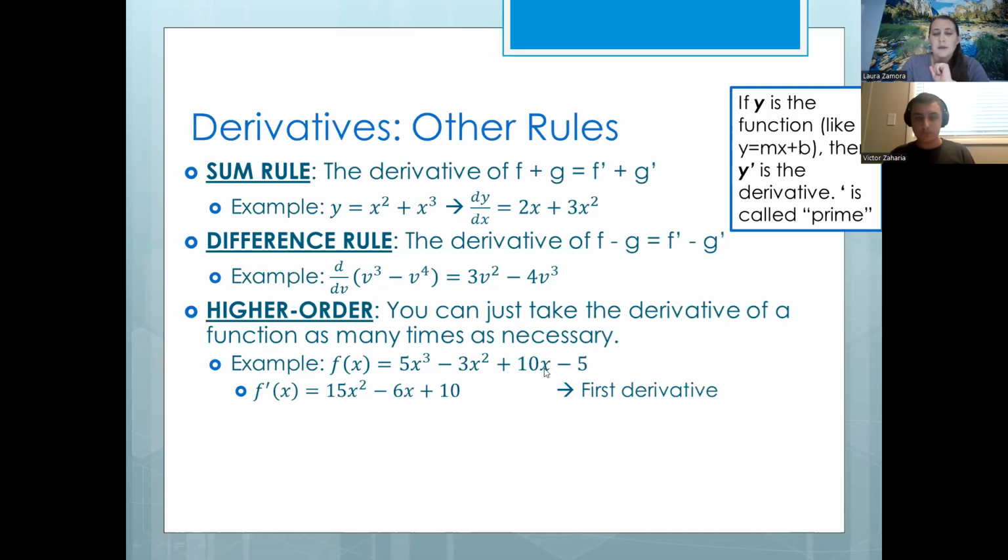10x becomes 10 when we take the derivative, right? Because x to the 1, if we subtract 1 from that exponent, we get x to the 0. Anything to the 0th power is 1. So 10 times 1 is 10. And then at the end here, we just have a constant. There's no x associated with 5. The derivative of a constant is 0, so we don't even include it in our final answer.